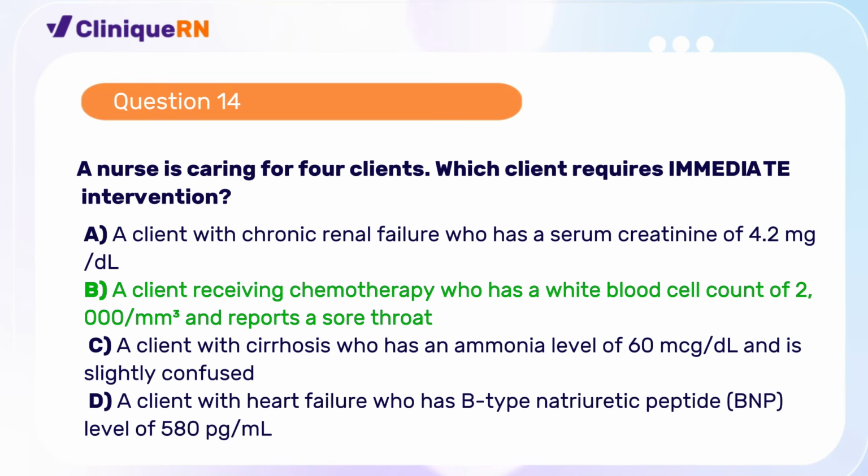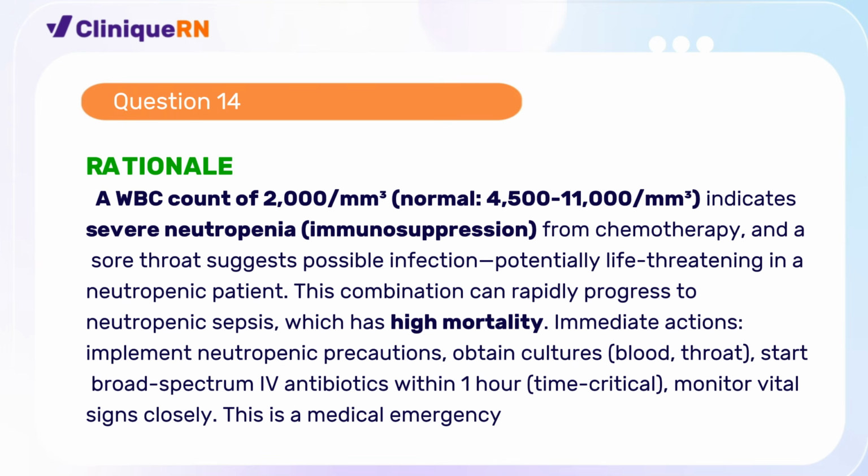The correct answer is B. A client receiving chemotherapy who has a white blood cell count of 2,000 millimeters cubed and reports a sore throat. Rationale: A WBC count of 2,000 millimeters cubed, normal 4,500 to 11,000 millimeters cubed, indicates severe neutropenia from chemotherapy, and a sore throat suggests possible infection, potentially life-threatening in a neutropenic patient.